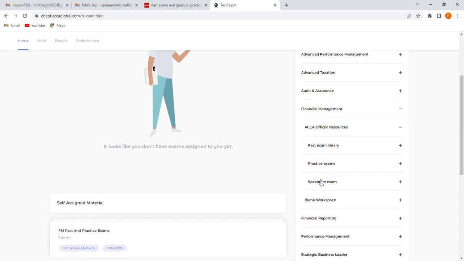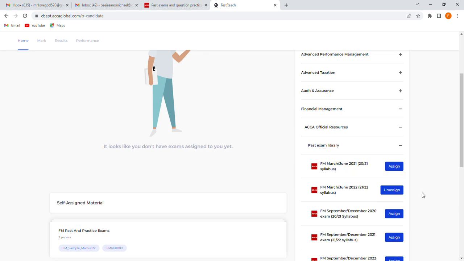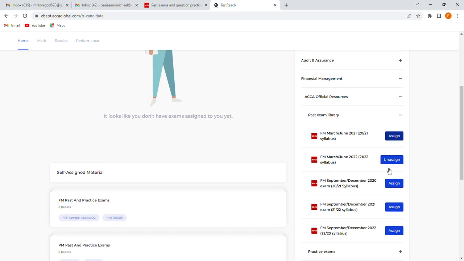Now you have past exam library, practice exam and specimen. The specimen is the specimen. The practice exam is an exam of 2016, that is we have Section A, Section B, Section C. But the past exam library contains only Section C. So you click on what you want to do. And we have assign, assign, assign. So you assign what you want to do, okay? But in this case, if you want to do all of them, you assign all of them.